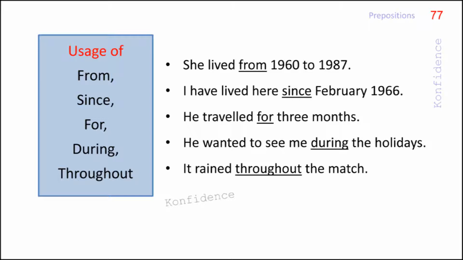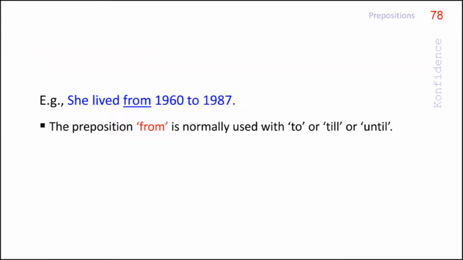Look at these prepositions. They all indicate time. Actions take place at a particular time and place. And these prepositions tell us about the timings of these actions. The preposition from is normally used with to or till or until. It is used with the starting point of any action. See the first example given in the slide.